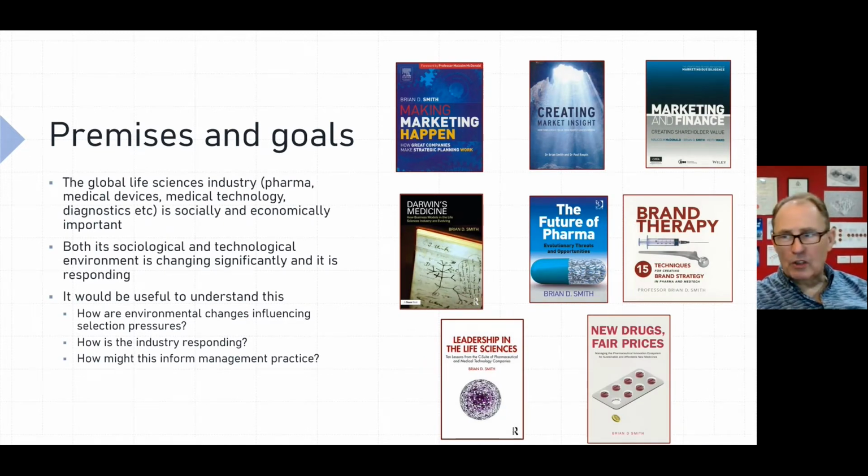The basic premise for my work is that the global life sciences industry is very important, both socially and economically. I like to say that it's the most important industry in the world. But its environment, both its sociological and technological environments, are changing quite fundamentally, and the industry is adapting to that. And I think it would be useful, both economically and socially, to understand what's going on. And that's what I've written about in my book, Darwin's Medicine, but it's also the spine of most of my other books, the other 7 books I've written, including the newest, New Drugs, Fair Prices, which is coming out later this year.